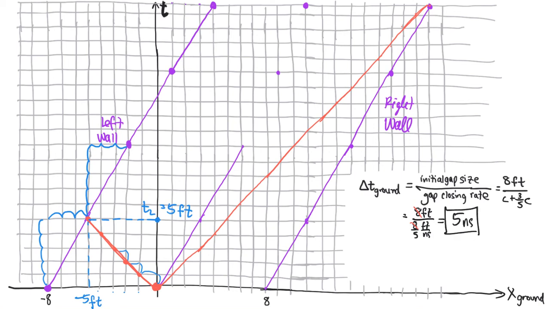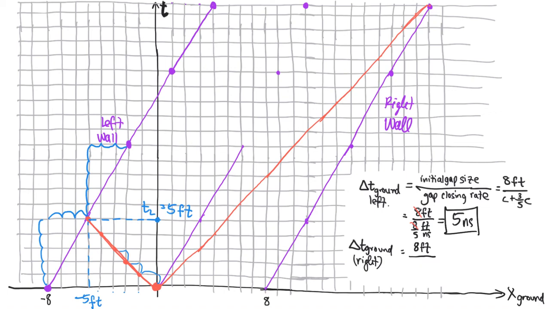So indeed, we predict that delta T ground for the left photon to make its journey is 5 nanoseconds, but that's exactly what we read off of the graph using no equations and no calculations. Well, let's do a prediction then for the right wall, delta T ground for the right photon. Again, that's gap size over gap closing rate. Once again, the initial gap size is 8 feet, right? The photon starts at the origin, and the wall starts at 8 feet away. And we're going to divide that by the gap closing rate.